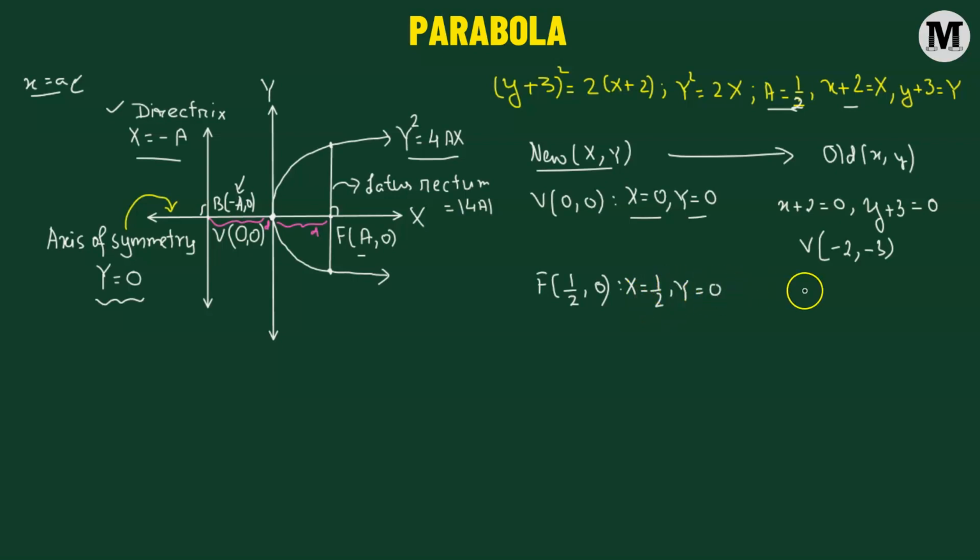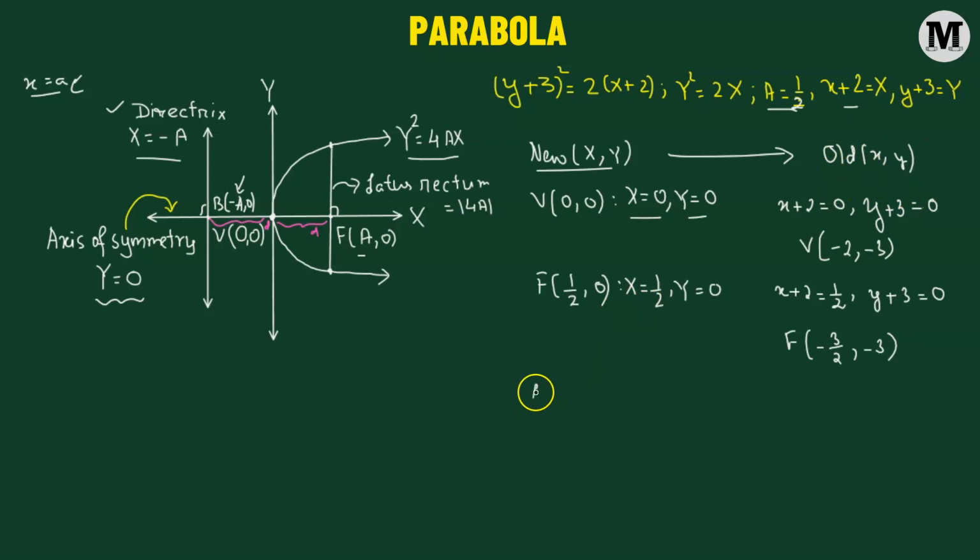Now in the old coordinate system, we'll take x equals a half, but replace the value of x with x plus 2. So x plus 2 equals 1/2, and then we have y equals 0, which means y plus 3 equals 0. So when we solve for the values of x and y, x will be equal to -3/2, comma -3. So that's going to be the coordinates of the focus of the parabola in the old coordinate system.